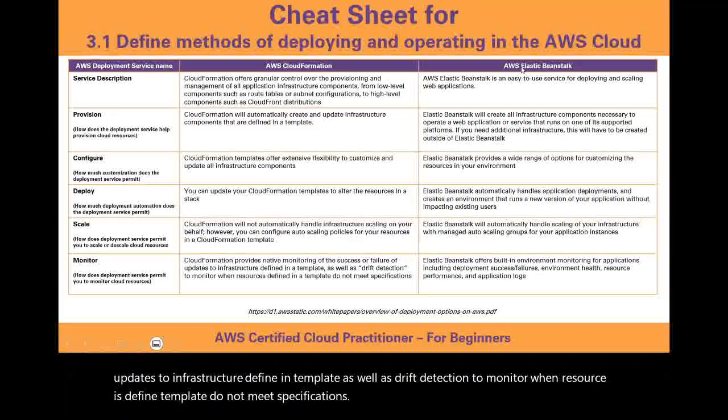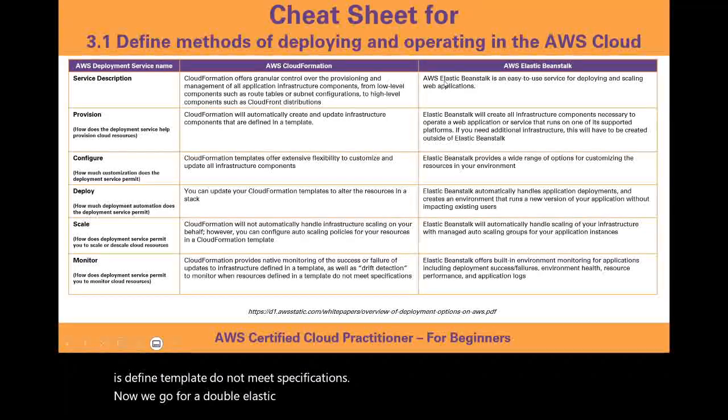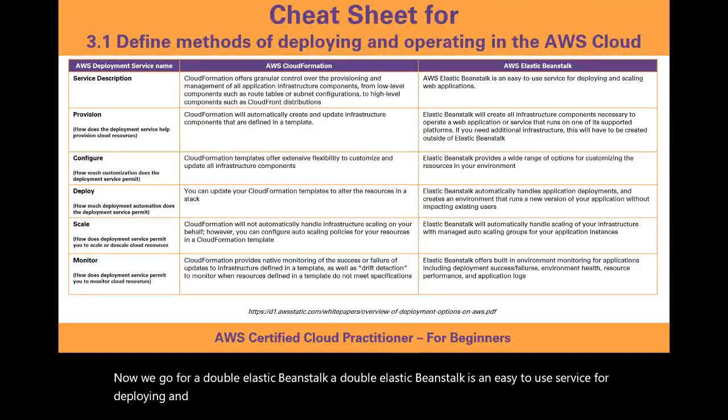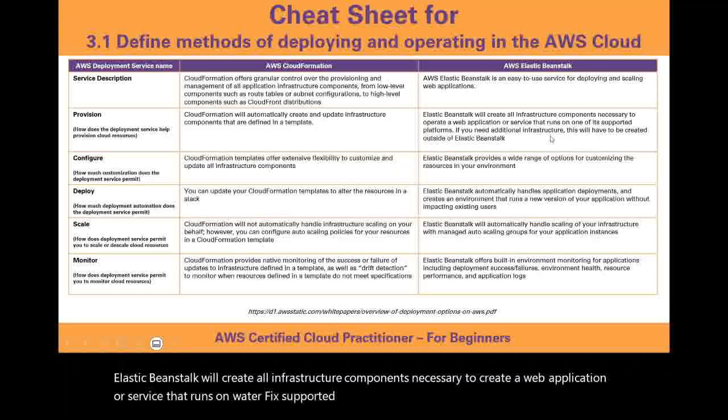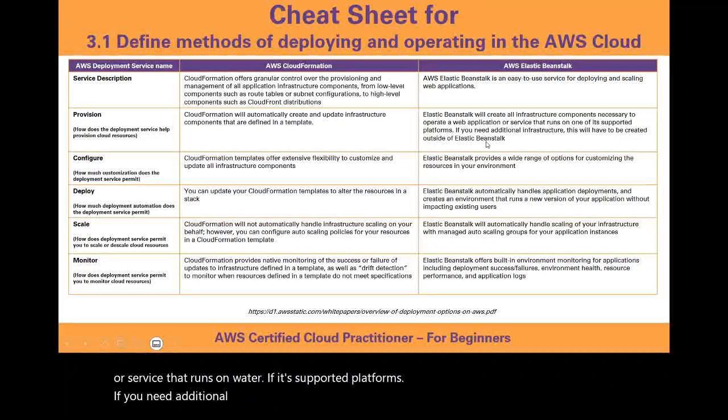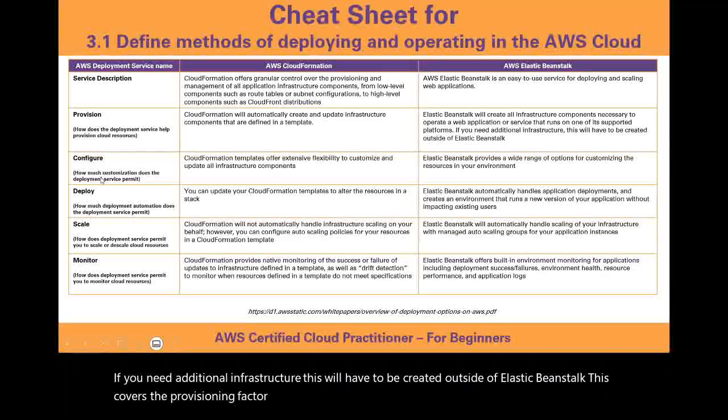Now we go over AWS Elastic Beanstalk. AWS Elastic Beanstalk is an easy-to-use service for deploying and scaling web applications. Elastic Beanstalk will create all infrastructure components necessary to create a web application or service that runs on one of its supported platforms. If you need additional infrastructure, this will have to be created outside of Elastic Beanstalk. This covers the provisioning factor. Configuration on AWS Elastic Beanstalk. Elastic Beanstalk provides a wide range of options for customizing the resources in your environment.